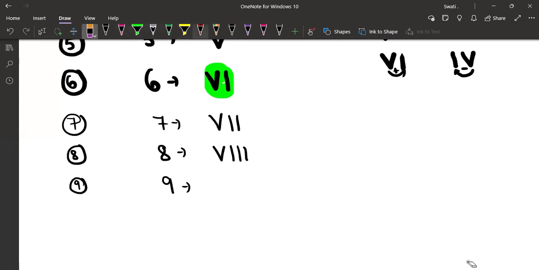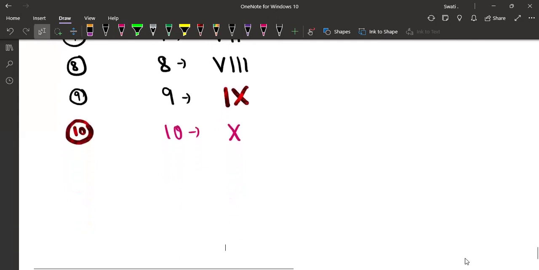But how can I write this? I can write down the symbol of 10, which is X, and then I can subtract 1. So this is the symbol for 9. Is it not very interesting? So if you are watching this video and if you have reached till here, trust me, this Roman number concept is very amazing, like very interesting. So 9 is this, and 10 is, of course, oh, sorry, I'm writing the other way around. So 10 is X, right? Okay, now let's go to 11.